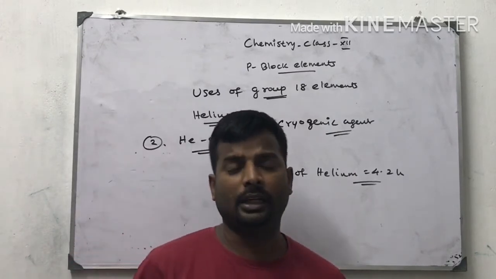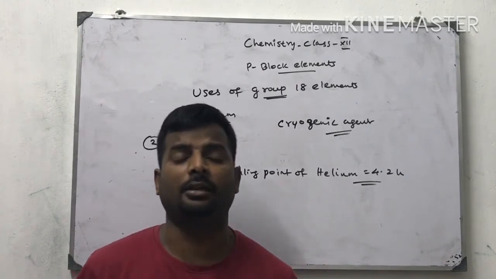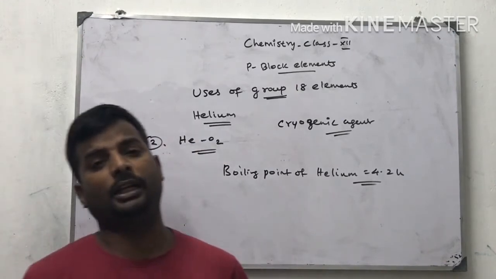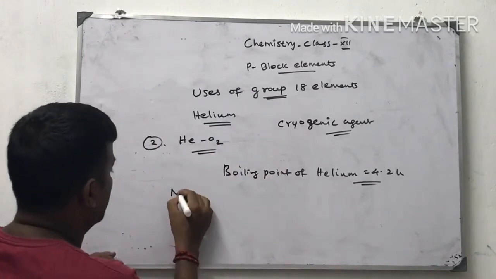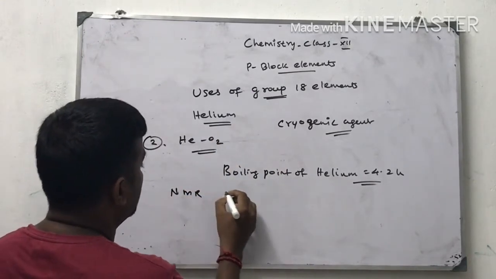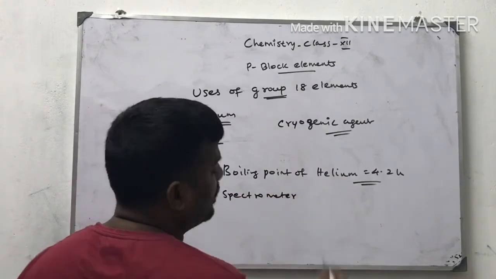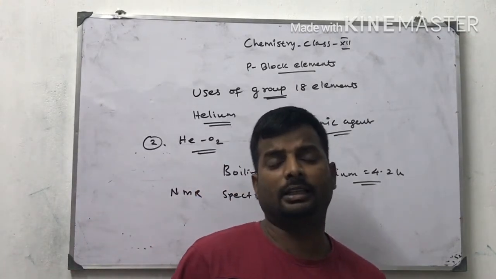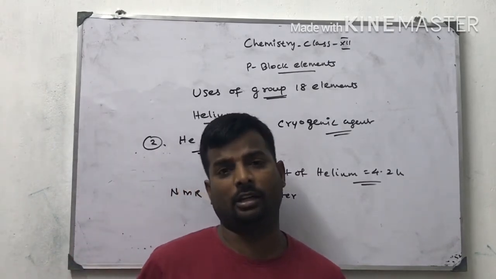Next, helium is used to produce and sustain powerful superconducting magnets, which are an essential part of the nuclear magnetic resonance (NMR) spectrometer, and is used in magnetic resonance imaging (MRI) scanning in clinical diagnosis.